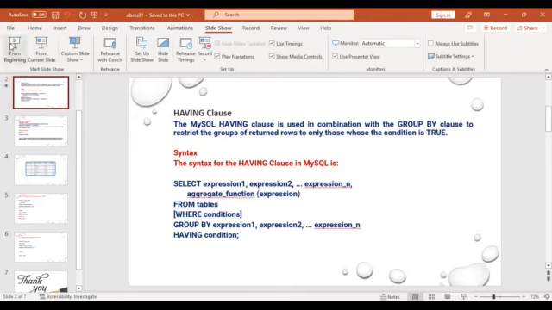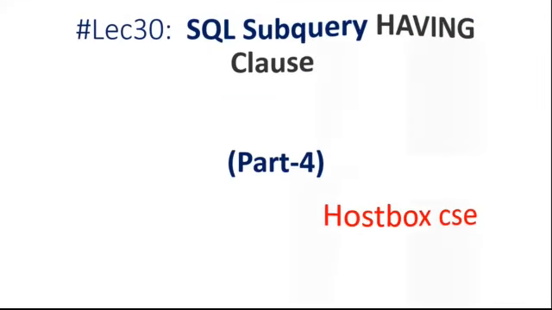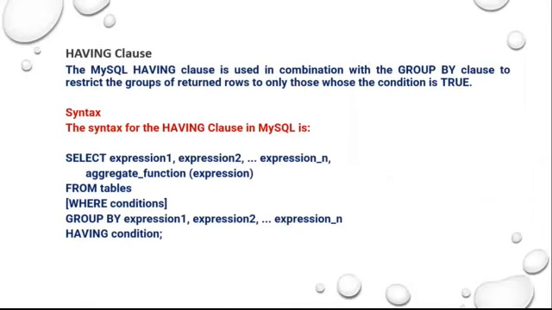Today we discuss the topic called the HAVING clause, SQL query HAVING clause, part number 4. It's a simple one. Generally, the HAVING clause is used in combination with the GROUP BY clause to restrict the group of returned rows to only those where the condition is true.